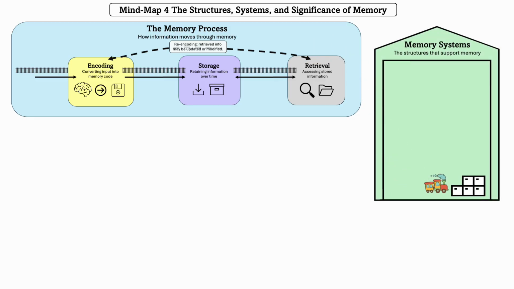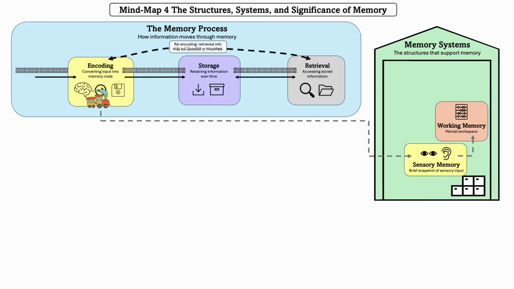Now we arrive at memory systems, the green warehouse-shaped region. At the base is sensory memory, shown by the eyes and ears. It briefly captures raw sensory input, most of which fades instantly, though some travels along the dashed arrow to working memory, where attention filters what's worth keeping. There's also a two-way link between sensory memory and encoding, showing how attention both receives and shapes what we notice.